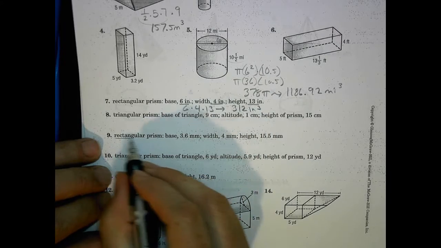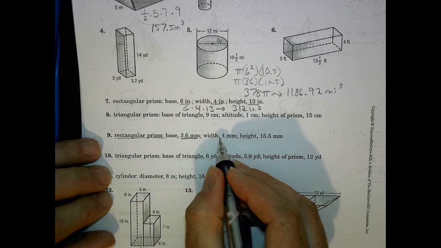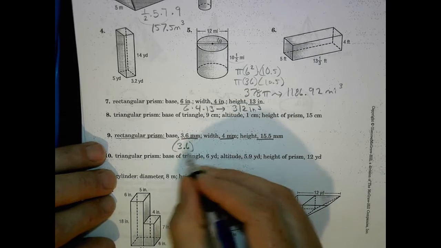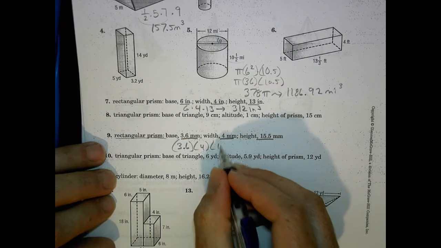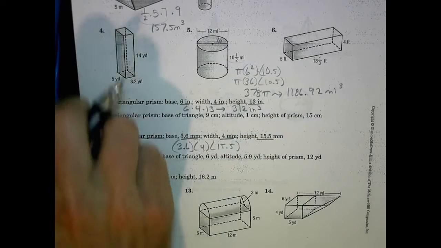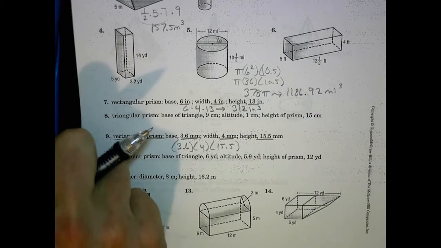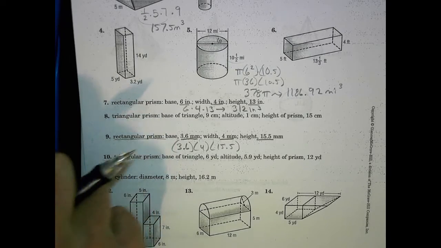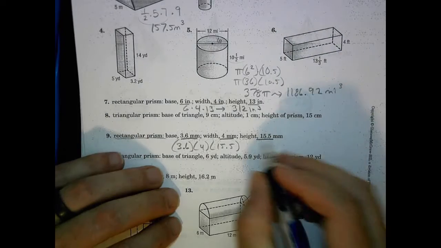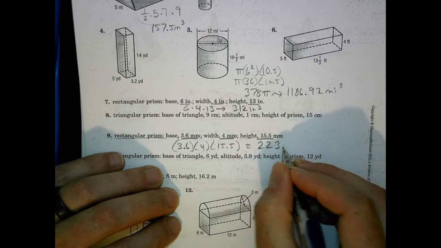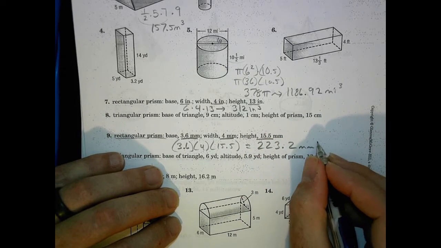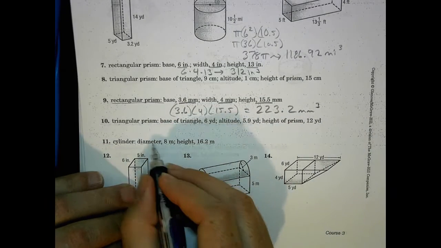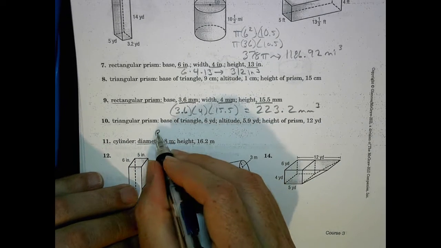Number 9, another rectangular prism, base of 3.6, 4, and a height of 15.5. So it's 3.6 times 4 times 15.5. So it's a series of multiplication problems. 3.6 times 4 equals 14.4 times 15.5 equals 223.2 millimeters cubed.